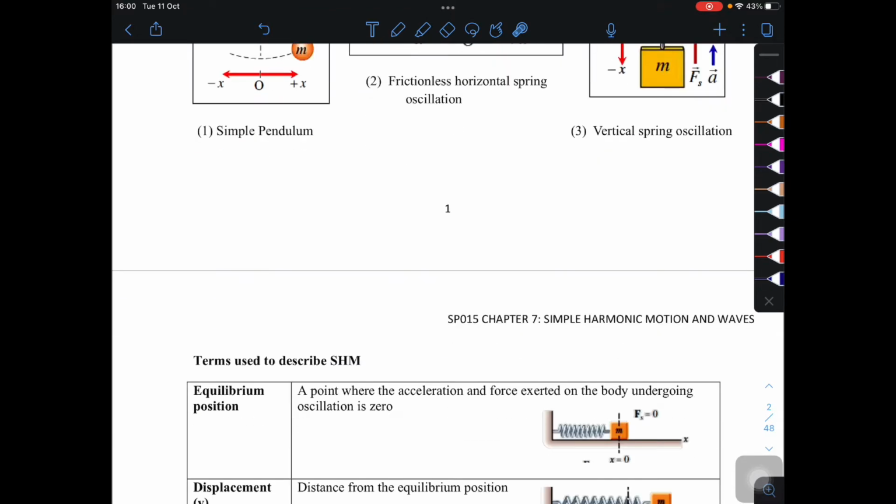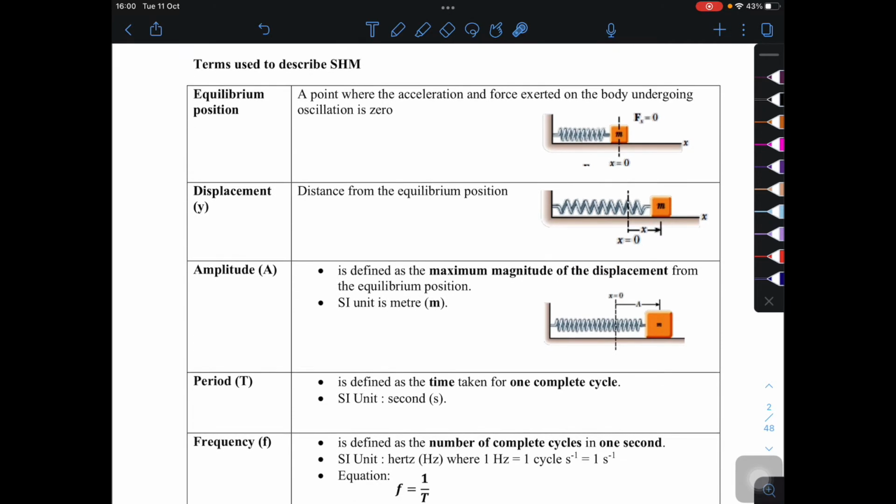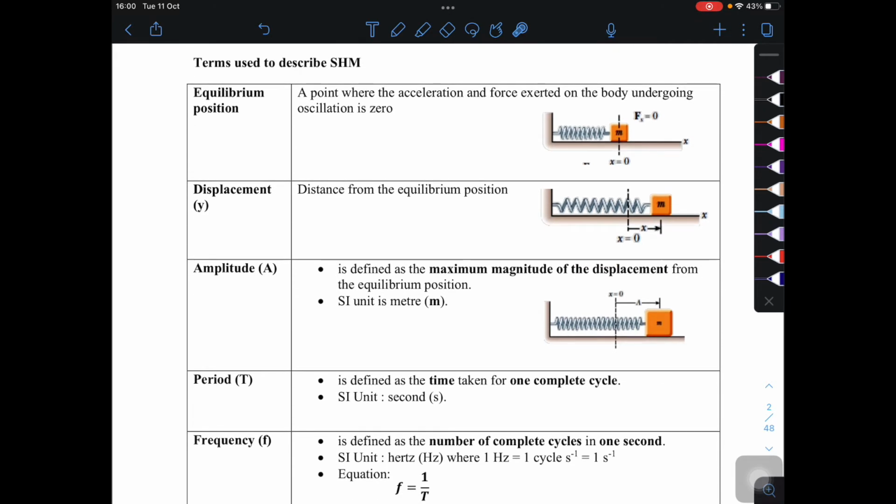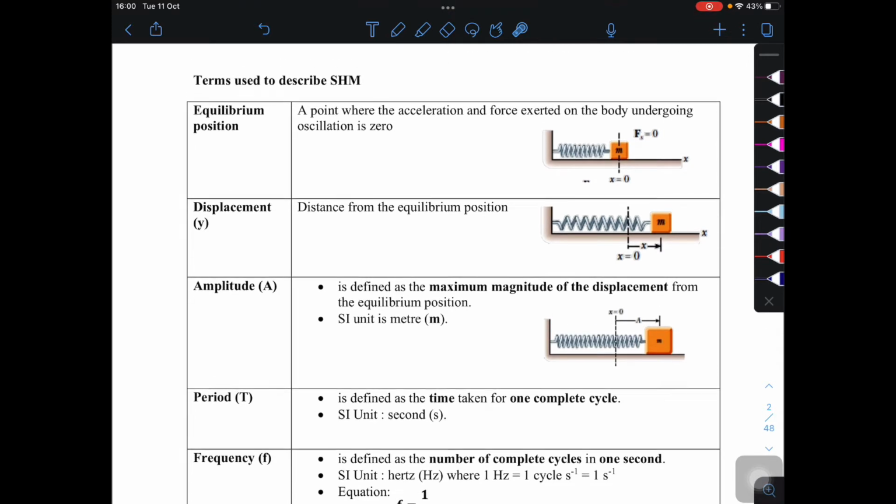Okay, so here we have a few terms that we use to describe simple harmonic motion, di mana semua term ni actually kita pernah guna lah in the previous chapter. Okay, so first of all let's look at the equilibrium position. So equilibrium position macam yang Miss cakap, it is a point where the acceleration and force exerted on the body undergoing oscillation is zero. Maksudnya dia at equilibrium di mana kita tidak apply force on the object. So that is the equilibrium position.